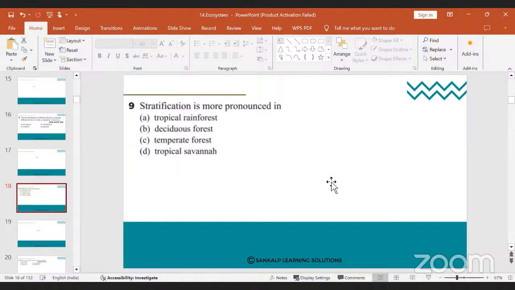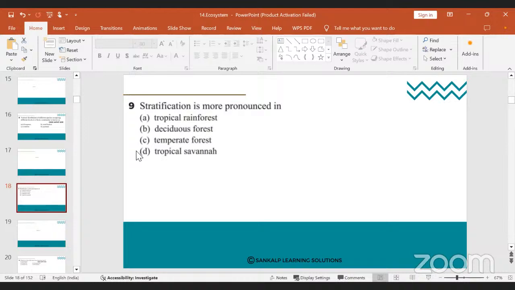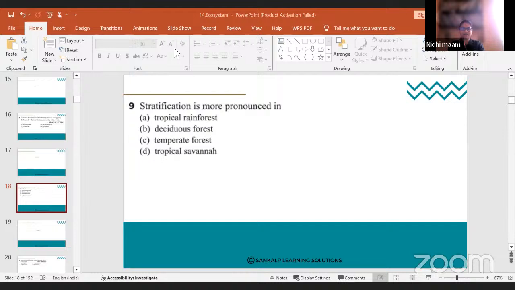Ramya, Yasin, do you have any doubt? Okay. Stratification is more pronounced in A. tropical rainforest, B. deciduous forest, C. temperate forest, D. tropical savanna. Stratification is more pronounced in what? Akash, Ranjita, Tasmiya Banu, Sharath, Shabina, Sheikh, Sushmita, Ramya, Yasin. Yes, my dear boys and girls on YouTube. Jyoti also answer it. Most of you answered option A, that is in tropical rainforest we can see the stratification.